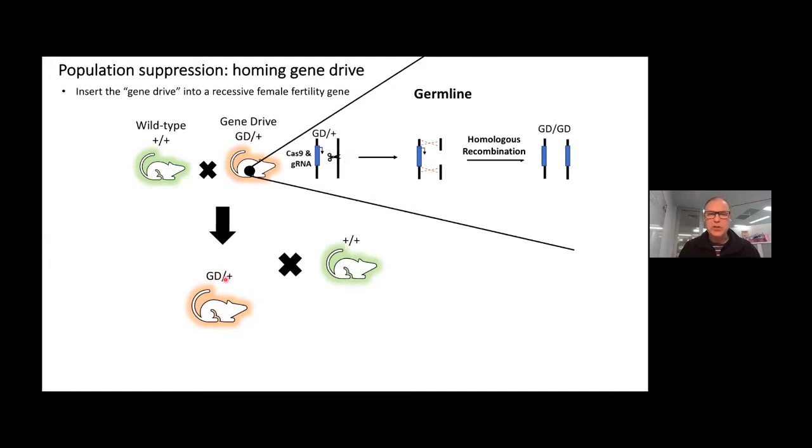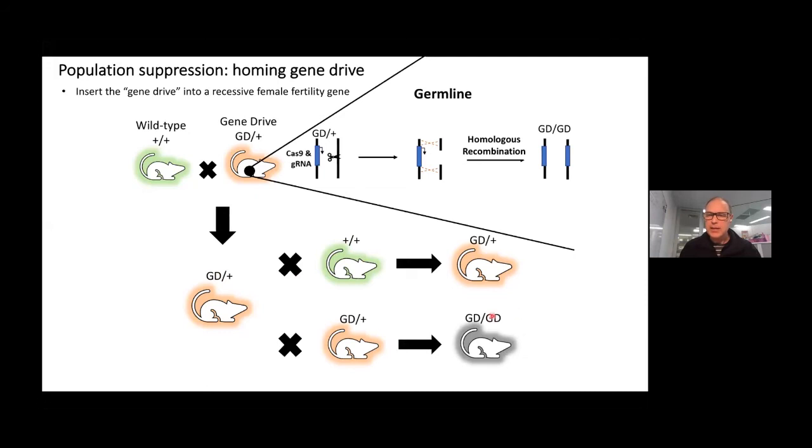So as gene drive bearing individuals met with wild type individuals, all of their offspring would carry the gene drive, to the point where it would eventually saturate the population. And at that point, the gene drive bearing individuals would start to mate with each other, and they would result in infertile offspring, because the gene drive would be knocking out the female fertility gene on both chromosomes. So this is the kind of approach we're looking to develop in mice.